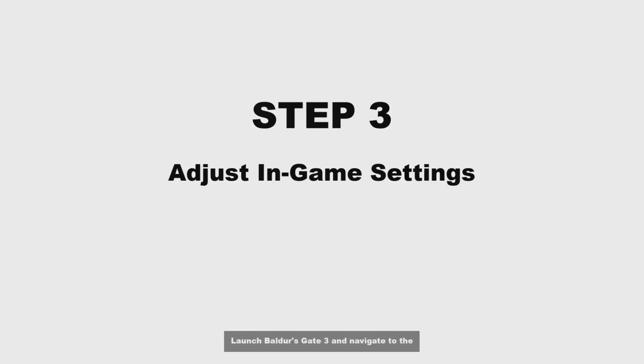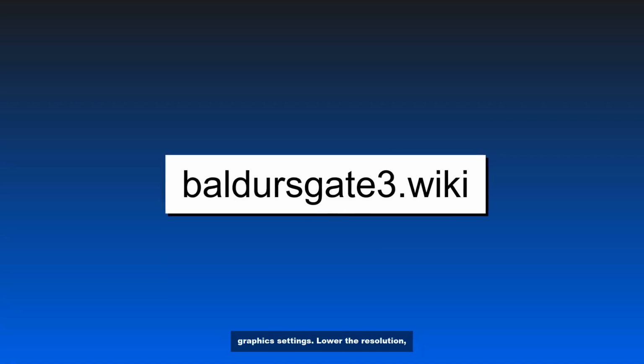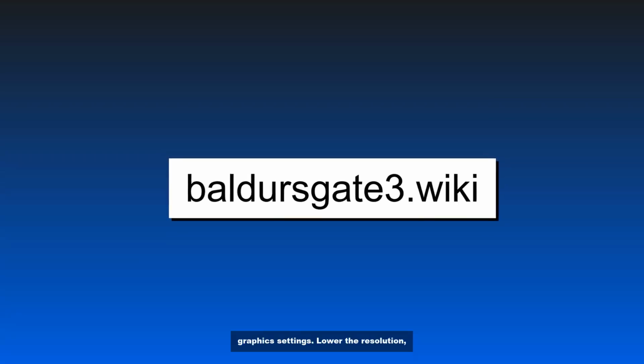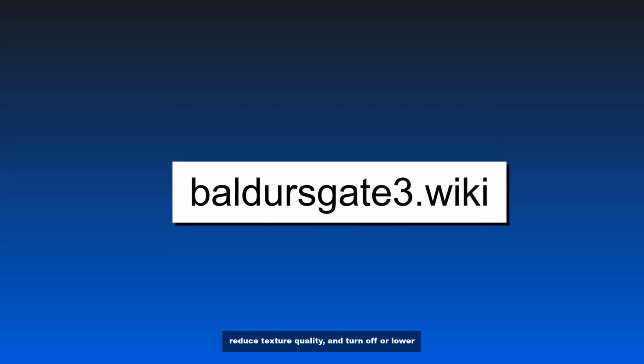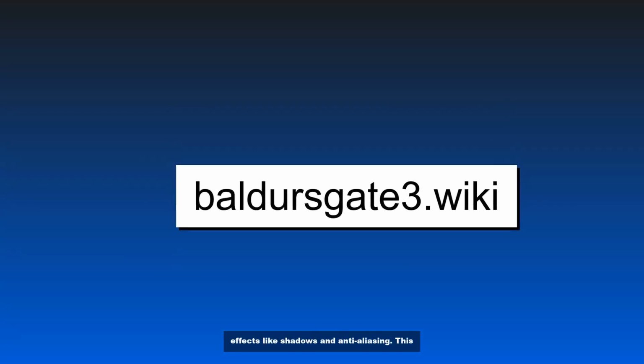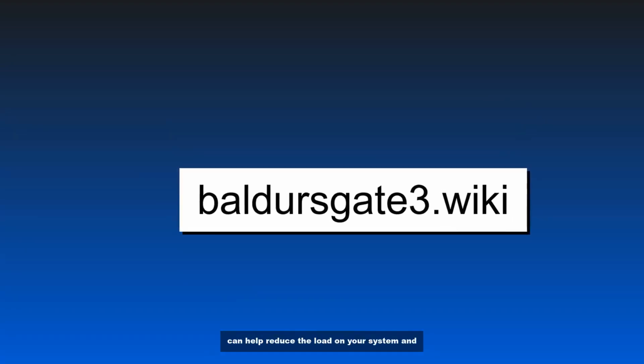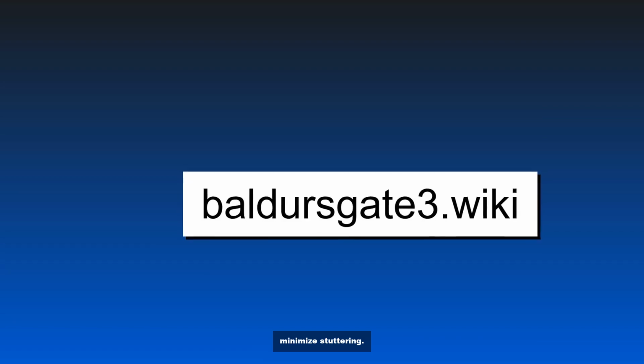Step 3. Adjust in-game settings. Launch Baldur's Gate 3 and navigate to the graphics settings. Lower the resolution, reduce texture quality, and turn off all other effects like shadows and anti-aliasing. This can help reduce the load on your system and minimize stuttering.